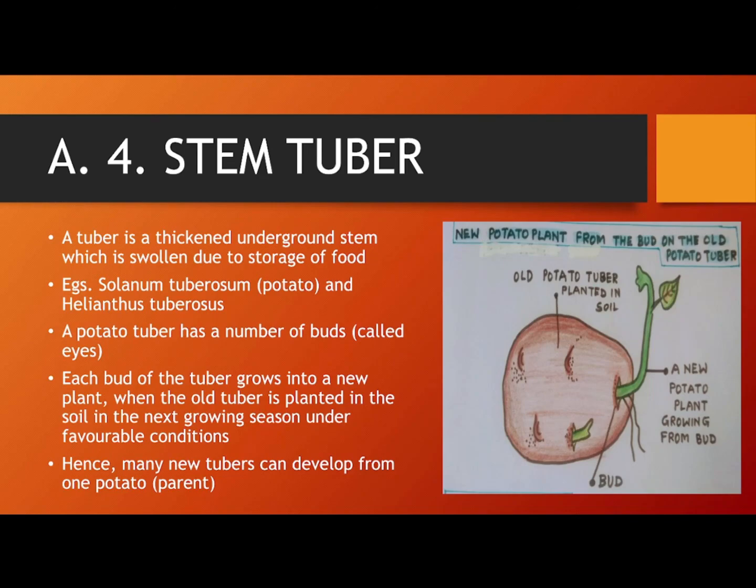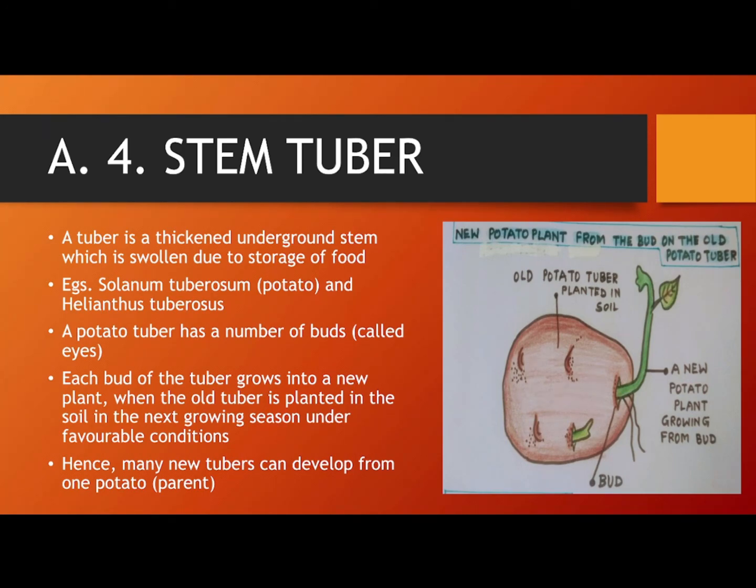Stem tuber. The stem becomes thick under the soil due to storage of food. Such an underground stem is called a stem tuber. Solanum tuberosum and Helianthus tuberosus are the best examples for stem tuber.